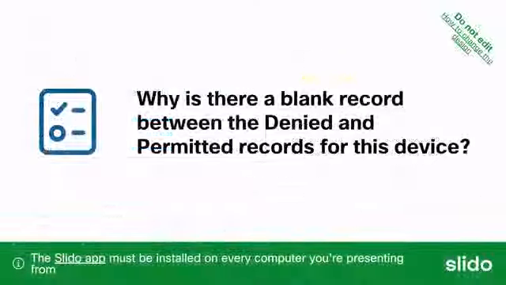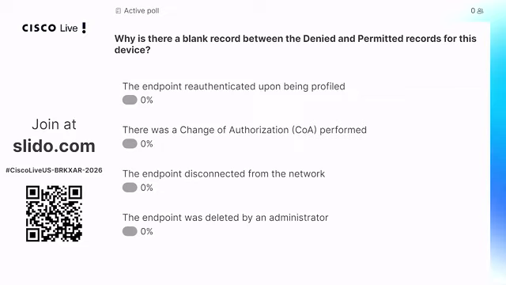Anybody see that blank row in the middle there? Anybody know what it is? Who's on the Slido? People on the Slido, go ahead and punch in what you think it is. Zig's going to take a guess. Did the endpoint get deleted by an administrator? I think that's it. Maybe it's the endpoint disconnected from the network.